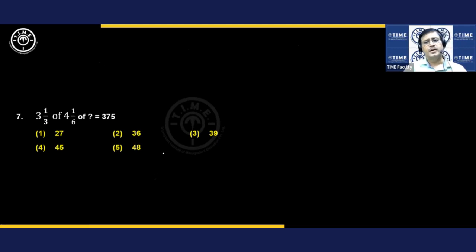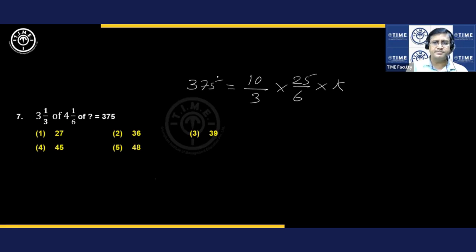Okay. Look at the next example, question number 7. 3 1 by 3 means that is 10 by 3. 3 3s are 9 plus 1, 10 by 3. 4 1 by 6, 6 into 4, 24 plus 1, 25 by 6 into question mark equal to how much? 375. 25, it goes exactly 15 times. 25, it goes how many times? Exactly 15 times in 375.